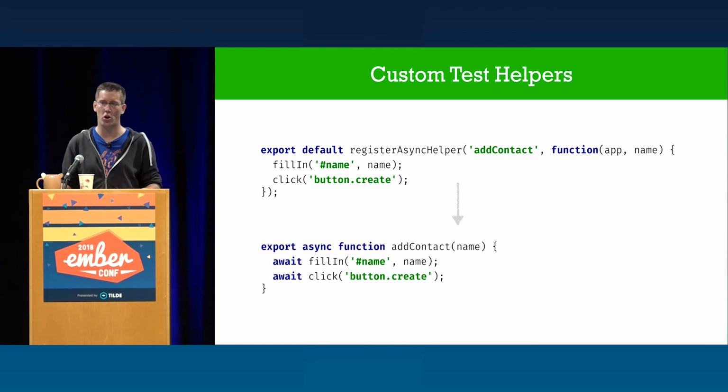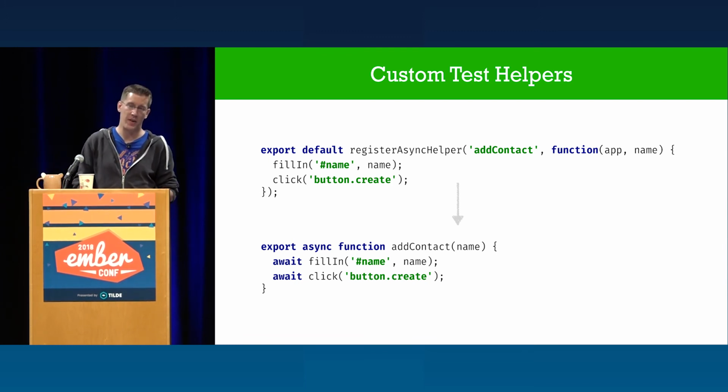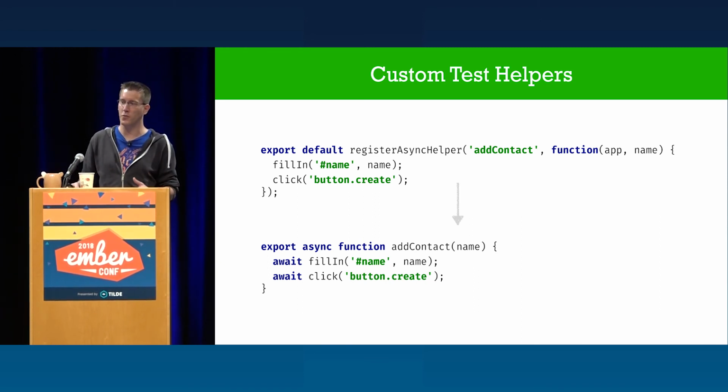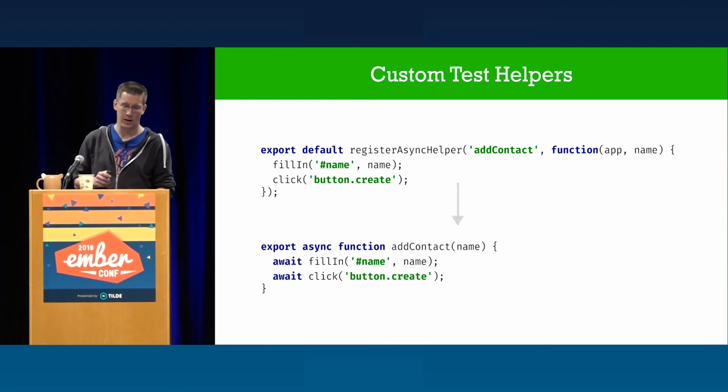We just export an async function from basically anywhere you want. I would recommend the test helpers folder, but you can basically do it wherever you want. And then inside of that, we're just using the new helpers, and we're using an async function to be able to await stuff inside of there. So it's actually pretty straightforward. As I said, Jamie will mention that in a lot more detail later.